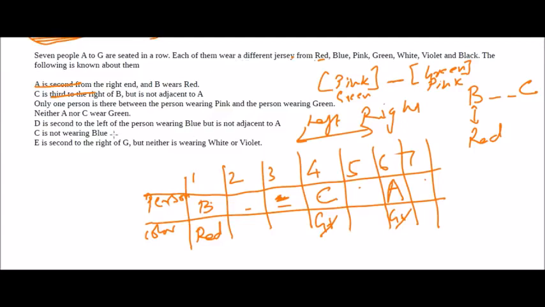D is second to the left of the person wearing blue but is not adjacent to A. So this cannot be D, this cannot be D. C cannot be blue also. This cannot be blue. Now this also is not blue, because then D will be seated here. So this also is not blue. D is not here, so this cannot be blue.